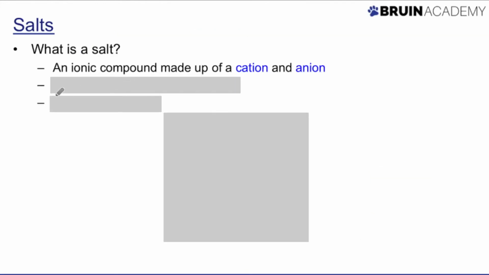So what is a salt? It's an ionic compound made up of two things, a cation and an anion. And typically the cation is what we call the conjugate acid. For instance, for ammonia, the conjugate acid of ammonia, NH3, would be ammonium, NH4 plus. The anion represents your conjugate base. So for instance, for hydrochloric acid, HCl, the conjugate base of the acid would be chloride, Cl minus.